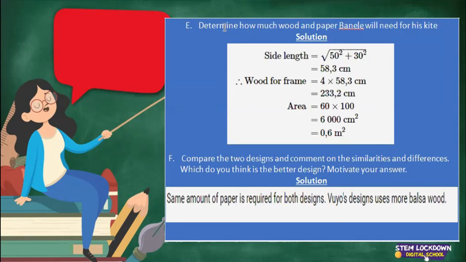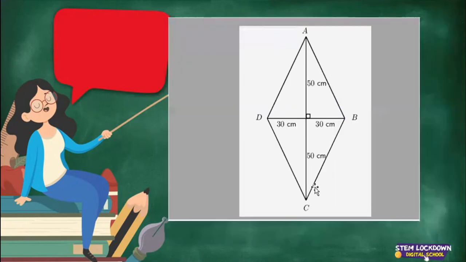So to determine how much wood Bannerless will need to make each kite, to find the area is the product of the two diagonals, which is diagonal 60 centimeters multiplied by diagonal 100 centimeters, and that gives us 6,000 centimeters squared, which is 0.6 meters squared. Talking about the perimeter now, we need to find the length of each side. We already said for a rhombus, all the sides are equal, just like that of a square, right? So we need to find the length of one side and then multiply by 4.